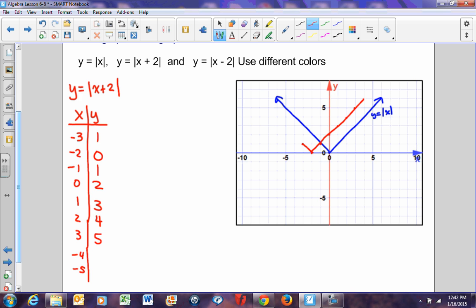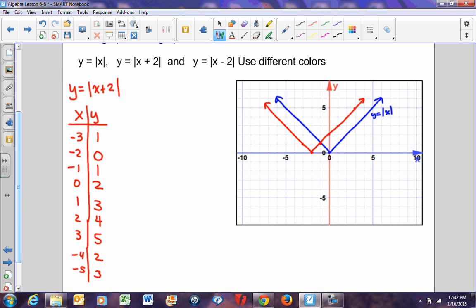-4 plus 2 is -2. The absolute value of -2 is 2. -5 plus 2 is -3. The absolute value of -3 is 3. So if I did that, this would continue going this way, wouldn't it? Now it doesn't look like a giant check mark. It looks just like the blue graph, except that it's been moved. And we'll talk about how it's been moved in just a minute.